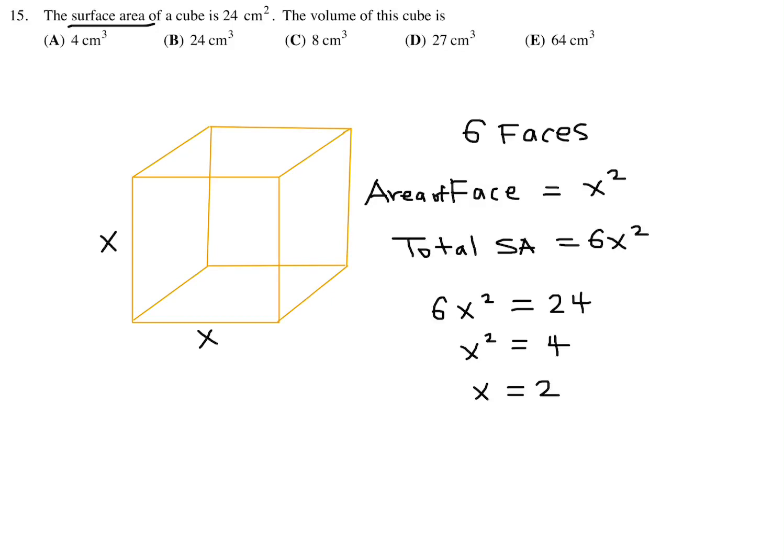Now they want you to figure out the volume. The volume of a cube is given by the formula x cubed: length times width times height, but in this case they're all the same. So if x is 2, this becomes 2 cubed, and 2 to the power of 3 is 8. So the answer to number 15 is C.